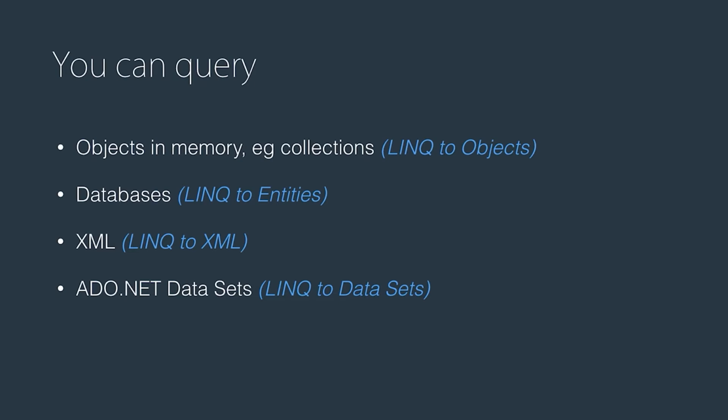Querying .NET collections or objects in memory is often referred to as LINQ to Objects. Querying databases is often referred to as LINQ to Entities. Querying XML is often referred to as LINQ to XML, and querying .NET datasets is referred to as LINQ to DataSets. Now, this is a comprehensive topic and is beyond the scope of this video.